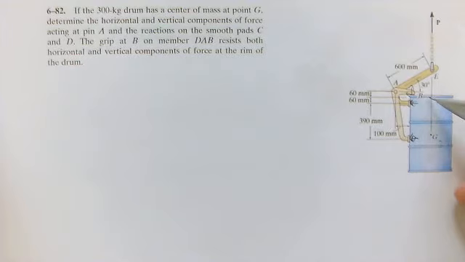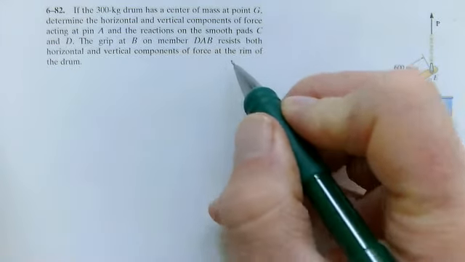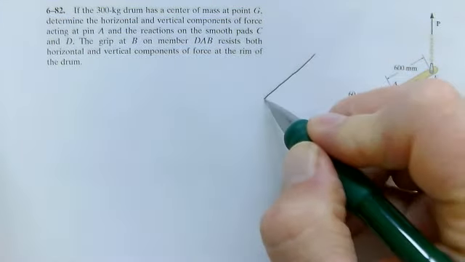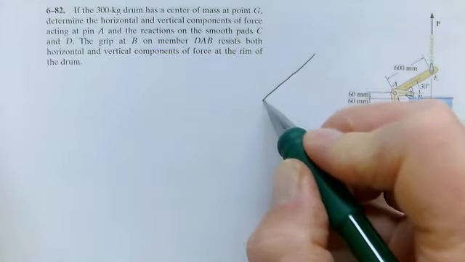Now we can't analyze the drum because the drum has 1, 2, 3, 4 unknowns. We can't analyze BAD because it has 1, 2, 3, 4, 5 unknowns. But EAC has 1, 2, 3 unknowns. So I'm going to start by redrawing EAC. So it looks kind of like this.